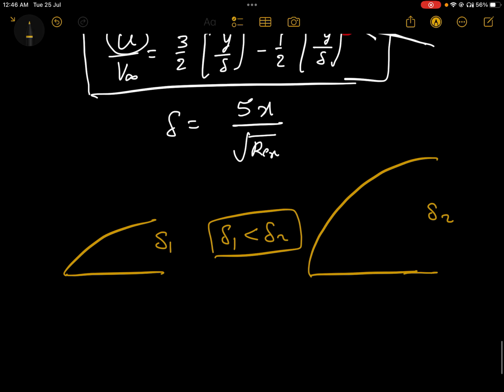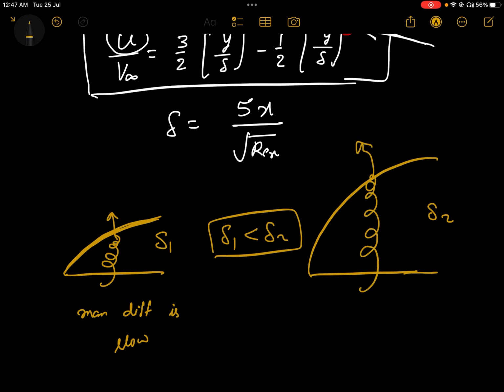What is the difference? Here we can say that in the first case, the momentum diffusion rate is very slow. Momentum diffusion is slow. That's why the boundary layer is thin here. But in the case of the second, the momentum diffusion is faster. Momentum diffusion is faster. That's why the boundary layer is thick here.